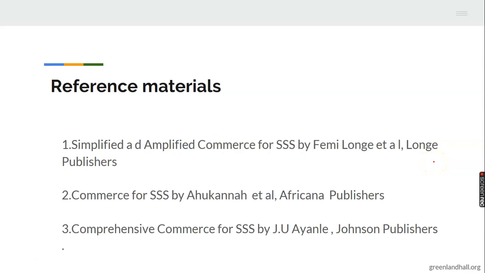Reference material: Simplified and Amplified Commerce for SS by Femi Longe et al., Longe Publishers. Then we have Commerce for SS by Ahukana et al., Africana Publishers. Then we have Comprehensive Commerce for SS by J.U. Anyali, Johnson Publishers.